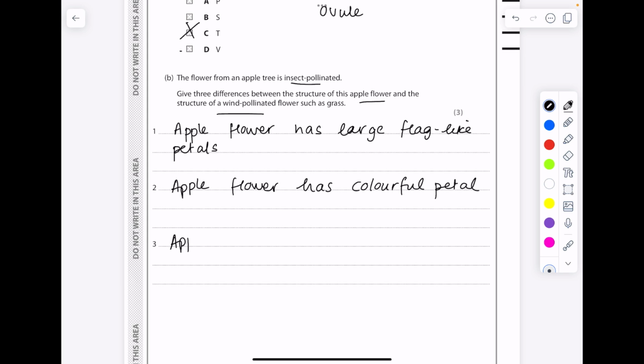And then we need to say that the apple flower has enclosed stigma compared with the wind-pollinated one, which has exposed stigma.